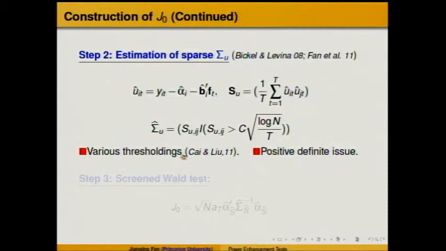I'm not going to talk in detail, but in essence you only pick those assets which have a big correlation in the diagonal matrix, and a big correlation in the off-diagonal elements. And of course, if I choose this way, there's an issue whether the matrix has to be positive semi-definite. You could easily do projection to get that. And then finally, you construct a Wald test based on discrete statistics. So you choose a subset, you construct the Wald test, and this is J0. This J0, we claim to have the property that we want.